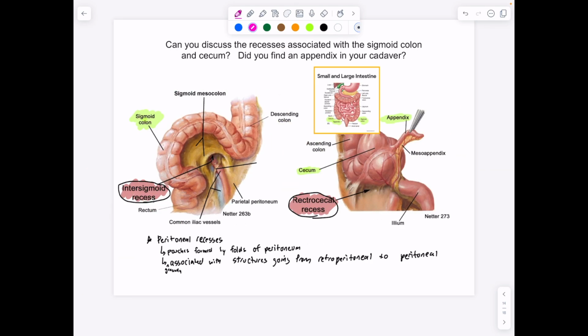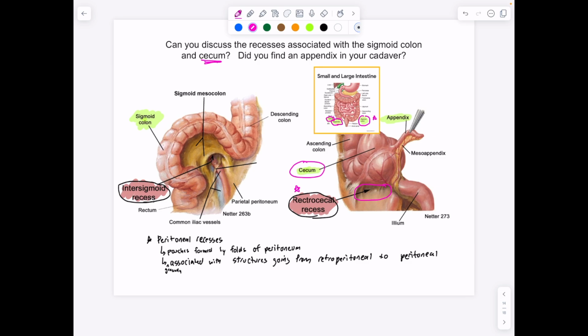Okay, can you discuss the recess associated with the sigmoid colon and cecum? Well, we know the cecum is where the small intestine meets the large intestine, so the first part of the large intestine, excuse me. Below that, we have the retrocecal recess, which is located right here. Then we have the sigmoid colon, which we know is right here, and again, cecum is right here, and the appendix is right below it.